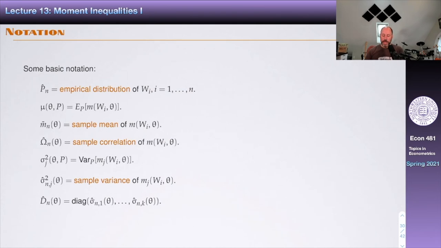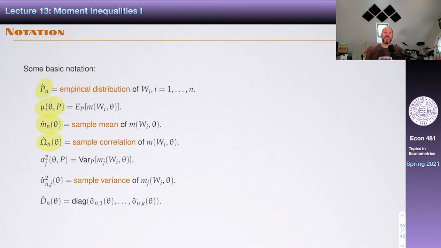So this is the notation slide. I know that it's a lot of notation to get started, but I really need you to remember all this by heart now. We're going to be using the empirical measure, P hat. That shouldn't be hard. Mu of theta, P is just going to be the mean of these moments that we have, which depend on theta and P. M bar is going to be the sample analog of mu, so it's just the sample average of these moments m. That should be clear. Omega hat is going to be the sample correlation.